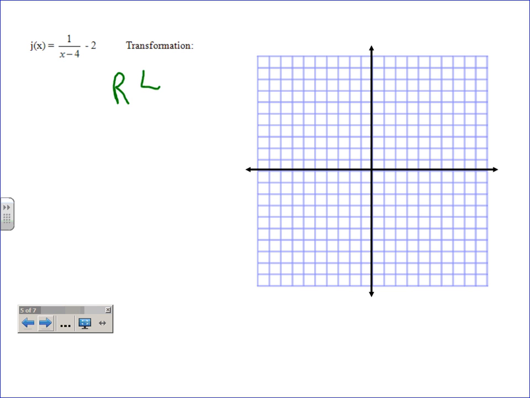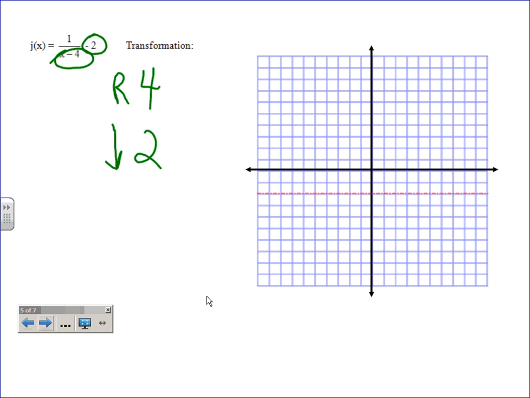Right 4, are you sure? Yep, because it's inside, and it's the opposite. Yes. Down 2. Why is down 2? Because there's outside, so it moves it down 2. But again, what really is the easiest thing to move? It's not the only thing that gets moved, but it's the easiest thing to put on there: the asymptotes.